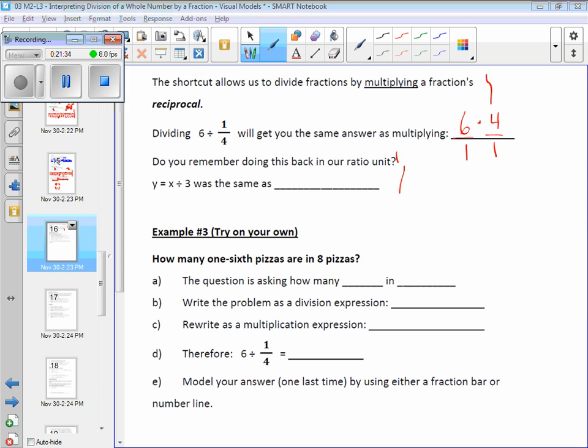Do you remember doing this back in the ratio unit? Some of you do. I don't know if you remember this from when we were doing the coordinate plane and making equations. X divided by 3, I might be impressed if you can remember this. It's the same as multiplying what? Some of you got it back in the ratio unit. Carson.